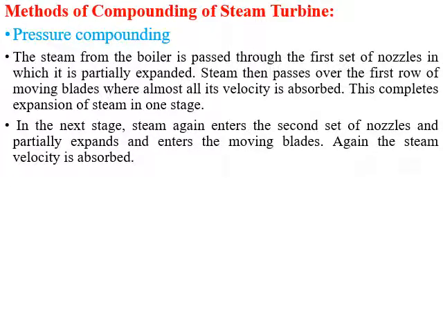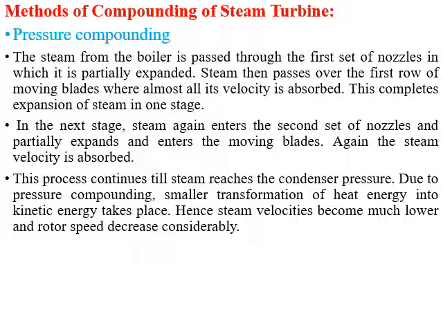In the next stage, steam again enters the second set of nozzles, partially expands, and enters the moving blades. So again the steam velocity is absorbed. This process continues till steam reaches the condenser pressure.